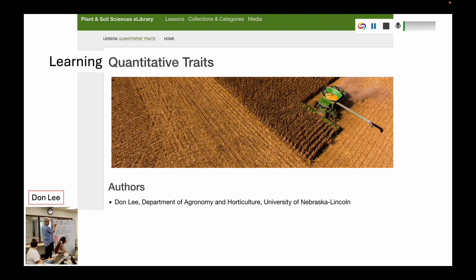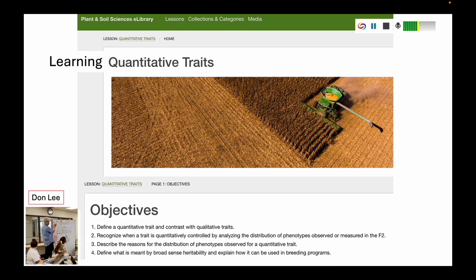And again, I am a recently retired faculty member from agronomy and horticulture at the University of Nebraska in Lincoln, and have taught a 200 level genetics course to students that were primarily heading for careers in ag and natural resources. And so quantitative traits are a really important topic.